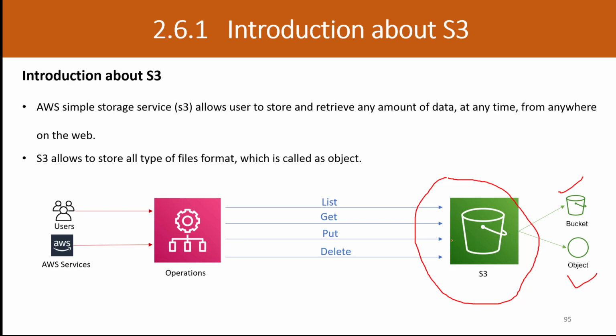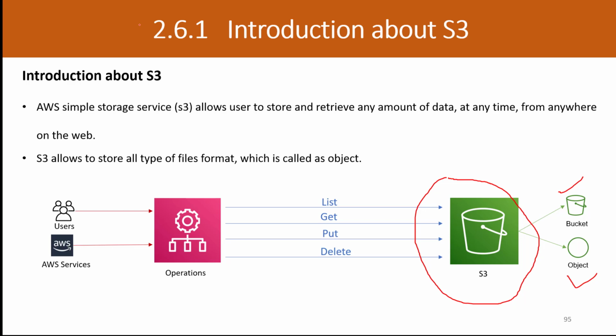What operations can we do here? Users or other AWS services, like EC2 or roles, can perform certain operations. First, they can perform list operations. That means they can list all the objects as well as all the buckets in the AWS environment. Second is the get operation. With a get operation, they can retrieve the object information as well as the content the object holds.